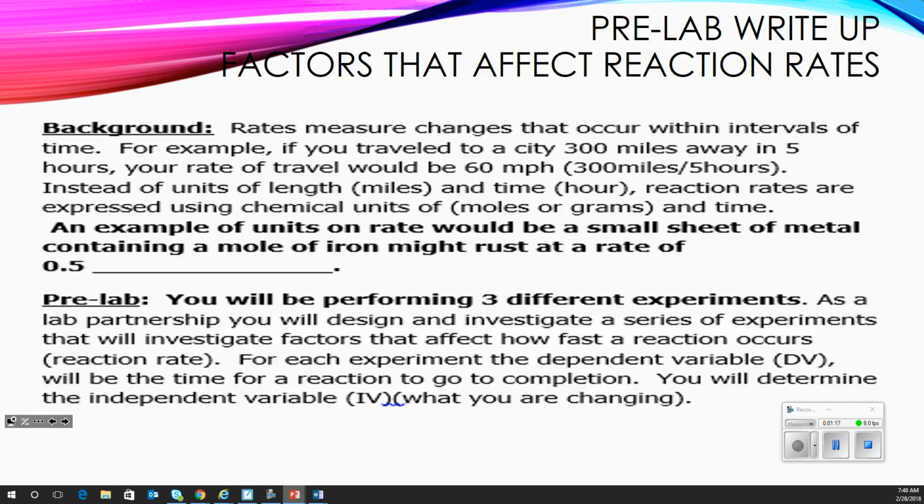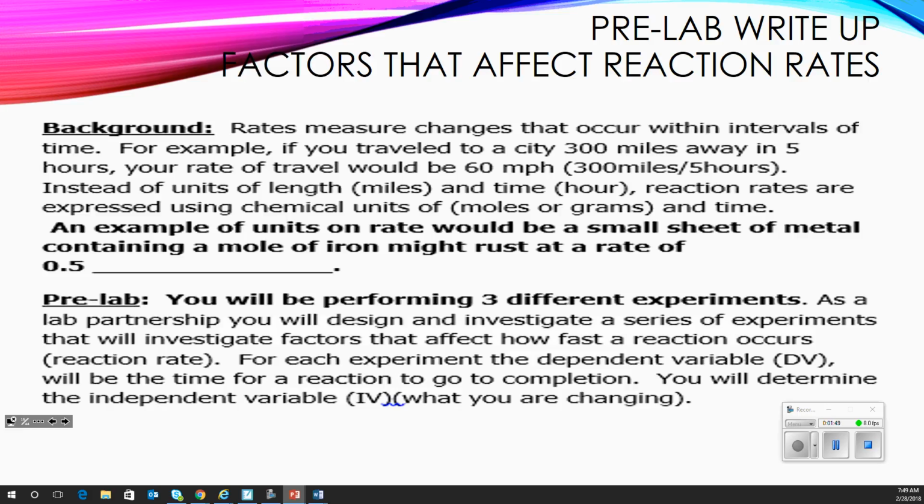Rates measure change that occur within intervals of time. For example, if you travel to a city 300 miles away in 5 hours, your rate of travel would be 60 miles an hour. Basically 300 divided by 5. Instead of units of length, miles, and time, hours, reaction rates are expressed using chemical units, moles or grams, and time. An example of units on a rate would be a small sheet of metal containing a mole of iron. Might rust at a rate of 0.5 what?